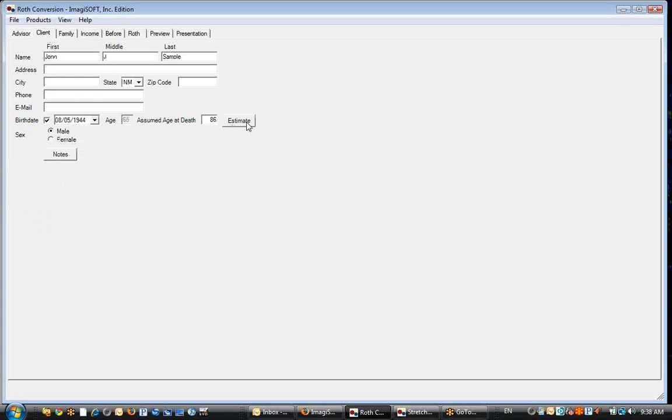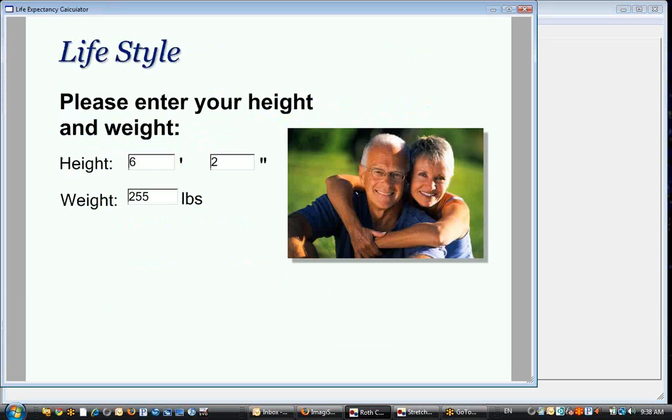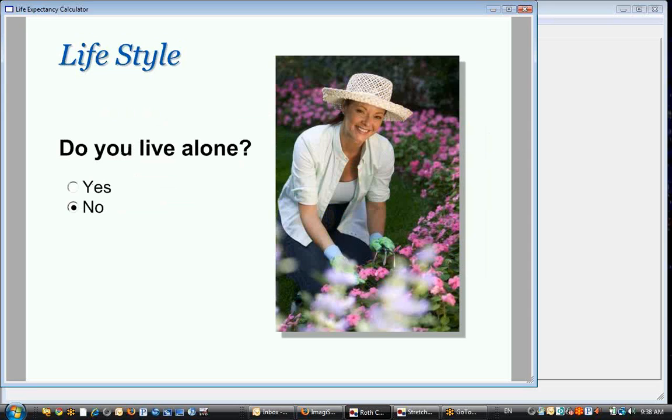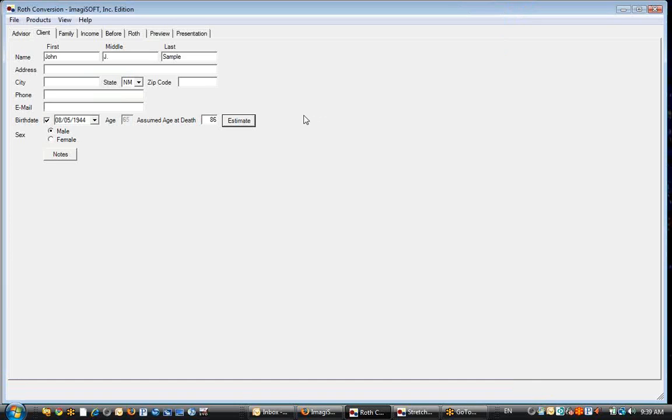Now, Brent, I don't know if when you first ran the software, you saw this estimate key. There's about a 20-question estimator here for life expectancy. So this guy's 6'2", 255. He's got kind of a belly on him. Do you live alone? No, he's married, and so forth. He doesn't do these puzzles and keep his mind as active maybe as he should, watches too much TV like a lot of us do. You go through the end of that, and it ends up with age 86.